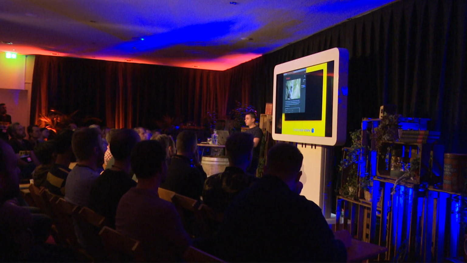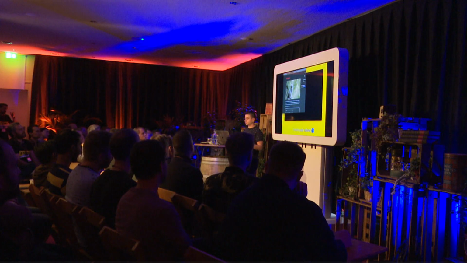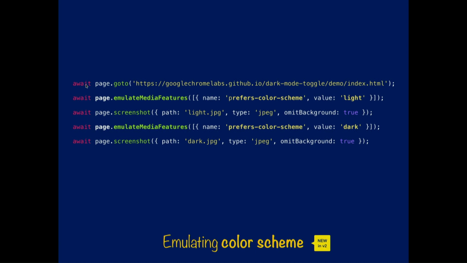Until now, it was quite hard to emulate and test this functionality. But with just a simple call, page.emulateMediaFeatures, you provide your media feature and your value, and it's done. You can save a screenshot of this, and you can also do visual regression. I have another example for visual regressions.